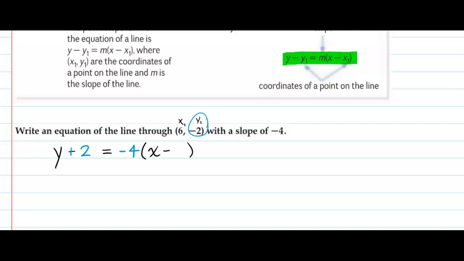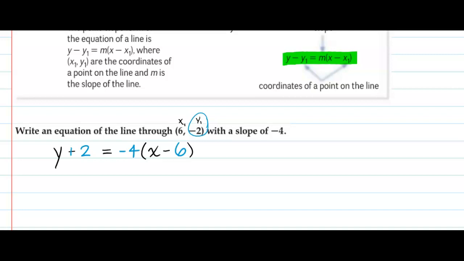Notice I changed it to +2 because there was already a minus in my formula. And I'm going to put 6 next to x. Now I'm finished. This is an equation of a line through this point with a slope of -4.